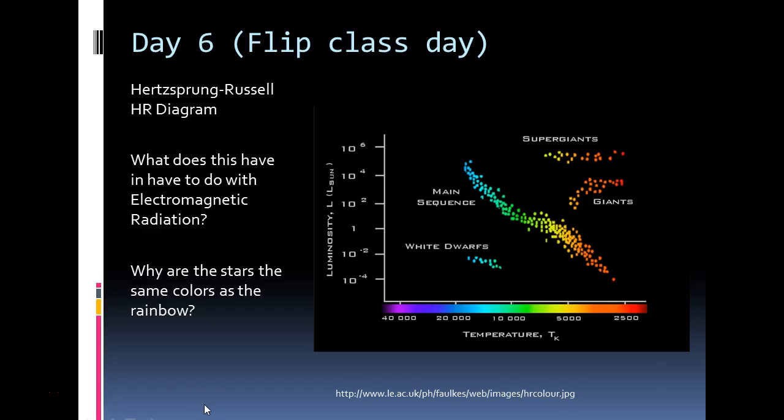Welcome to day 6 of researching for our colonies. This is the Hertzsprung-Russell diagram. In your research, you may have seen this or read about this. Look at this diagram. There are 2 questions I need answered at the beginning of class tomorrow.